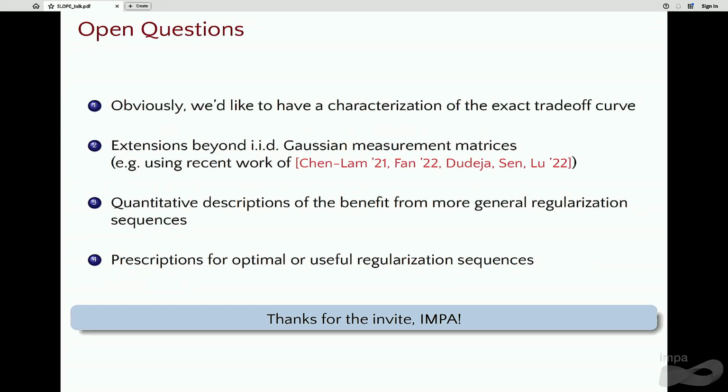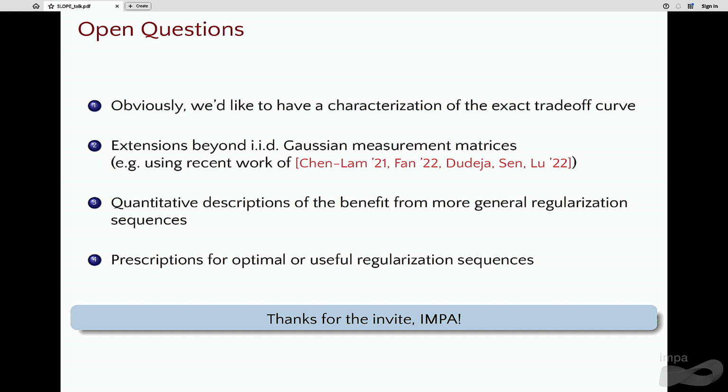Maybe I'll just say something about open questions, right? Obviously, we'd like to characterize the trade-off curve exactly. It turns out in the case of two-level slope, we can, right? But we'd like to do it for p-level slope. Of course, we'd like to extend beyond the assumption of the IID Gaussian matrix X.